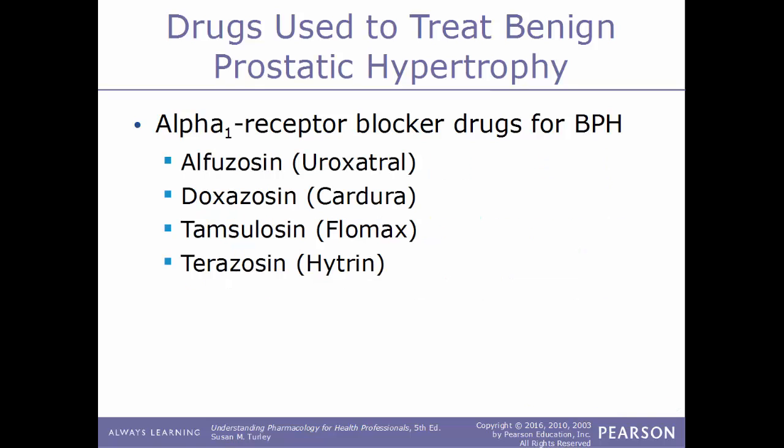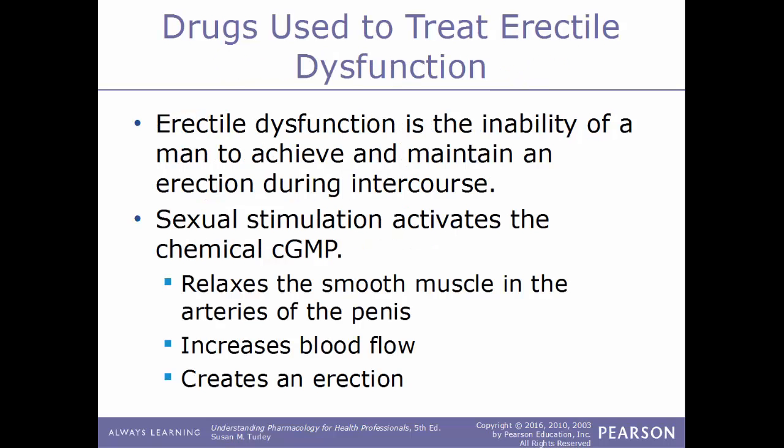cause incontinence. Some examples of alpha-1 receptor blocker drugs for BPH include alfuzosin, known by its trade name Uroxatral, doxazosin, known by its trade name Cardura, tamsulosin, known by the trade name Flomax, and terazosin, known by its trade name Hytrin. I now talk about drugs that are used to treat erectile dysfunction.